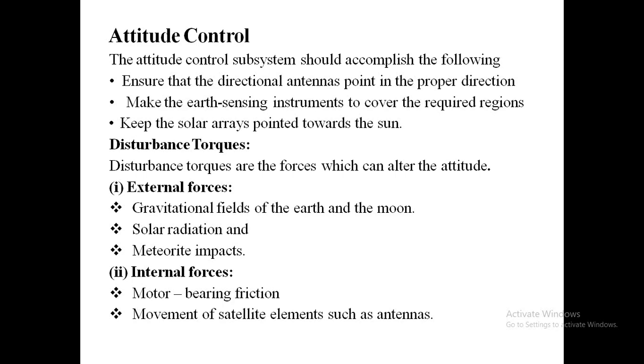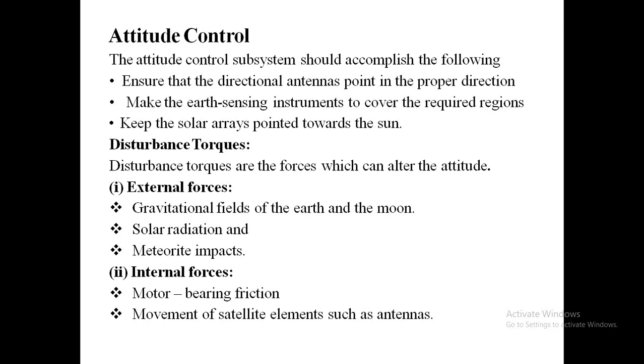Attitude control. The attitude control subsystem should accomplish the following: ensure that the directional antennas point in the proper direction, make the earth sensing instruments cover the required regions, and keep the solar arrays pointed towards the sun.